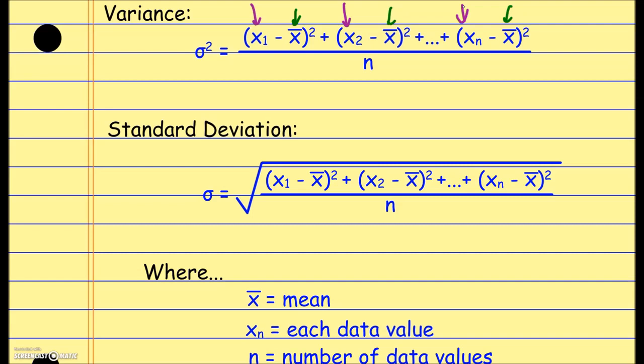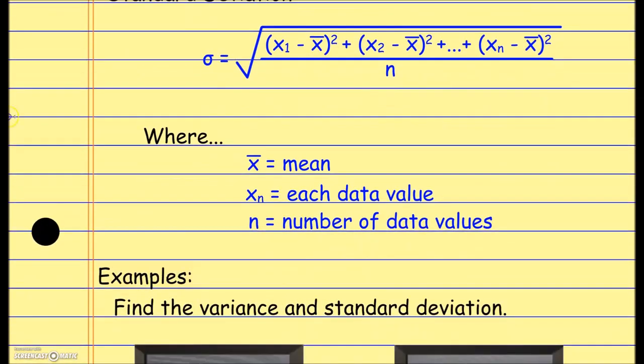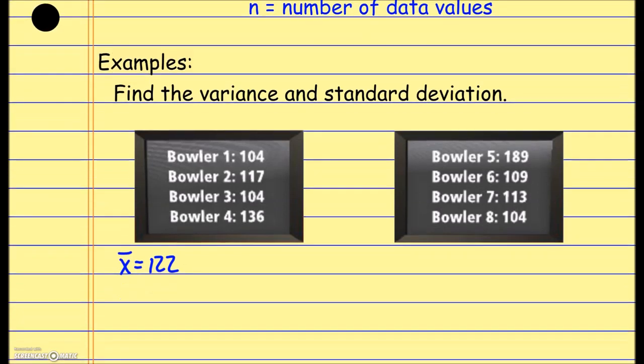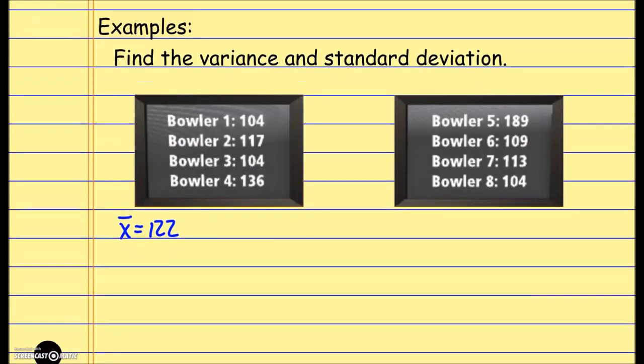For example, if I look at something like this, an example that we've done previously, the first thing we always need to identify if we're going to do variance and standard deviation is the mean. For this one, when I identified the mean before, it was 122. So that becomes really important, and I'm going to use that 122. I'm going to find variance first because it happens first. So I'm going to say sigma squared equals.